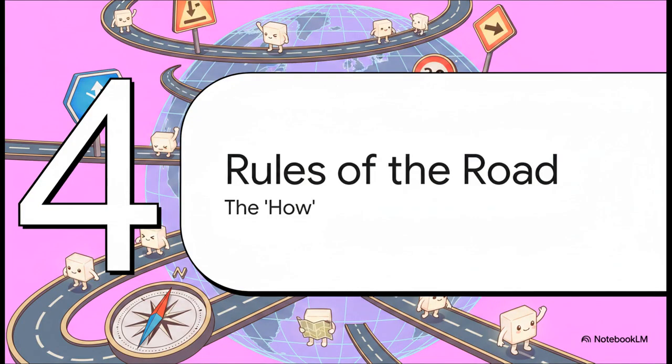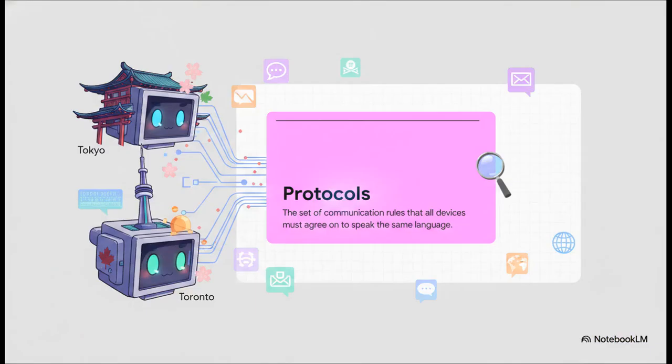But how? How does your tiny little packet of data, your single click, find its way through this gigantic global maze without getting completely lost? Well, it needs a map. And even more importantly, it needs to follow the rules of the road. And those rules are called protocols. And really, all a protocol is, is a shared language.